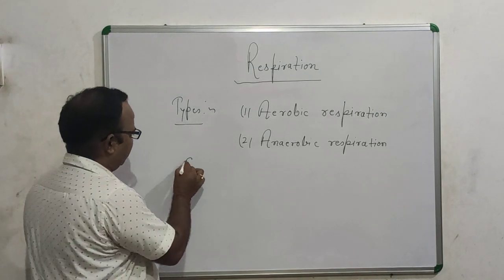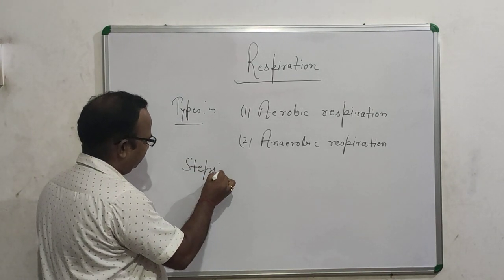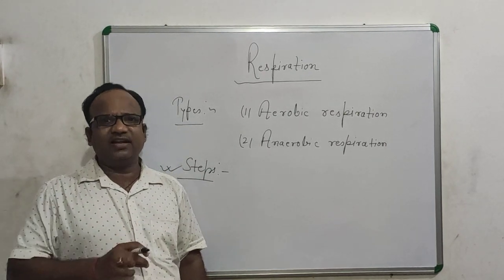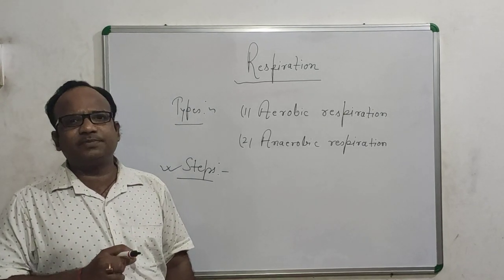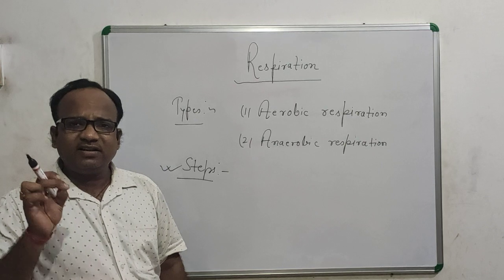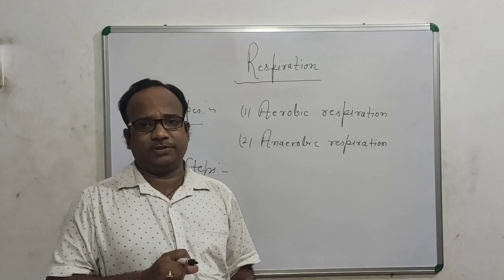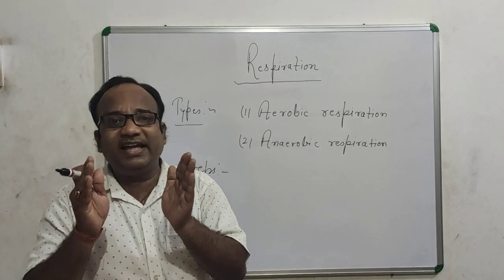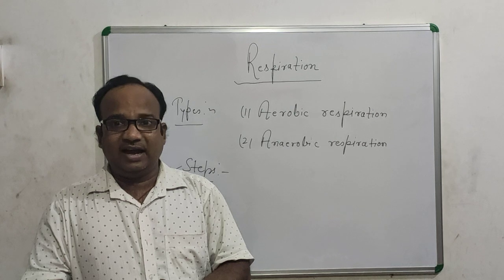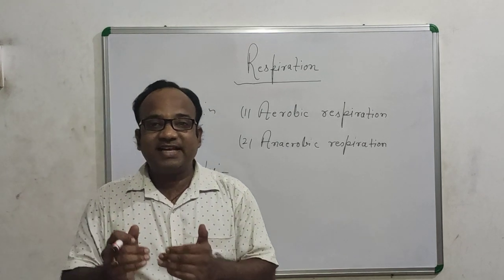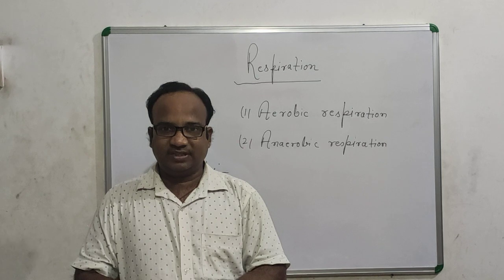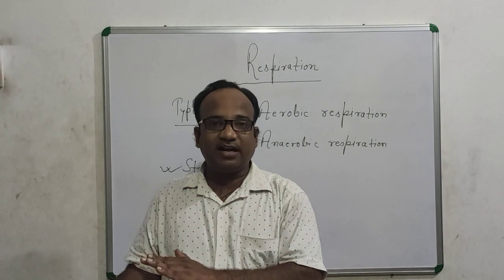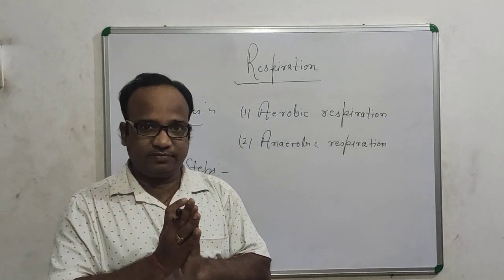The steps of respiration. First one is external respiration, and second one is internal respiration. External respiration is also called breathing, and internal respiration is called cellular respiration. So first is always breathing, and then after comes the internal respiration, that is called cellular respiration.